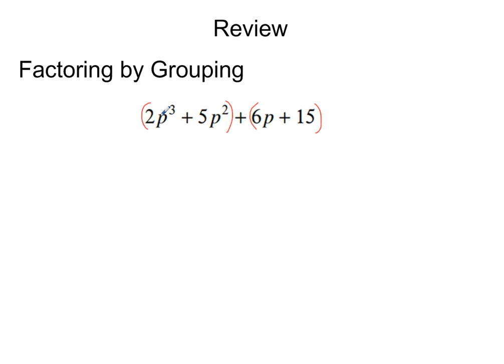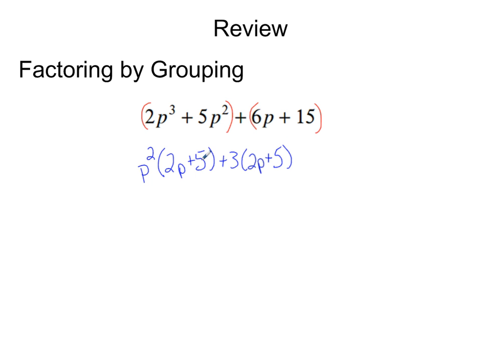So the GCF for these 2 terms is p squared. So when I factor that out, I divide each term by p squared, and so I get 2p. And 5p squared divided by p squared is 5. So I get 2p plus 5. The GCF for these 2 terms is 3. So when I factor out that 3, I get 2p plus 5 again.